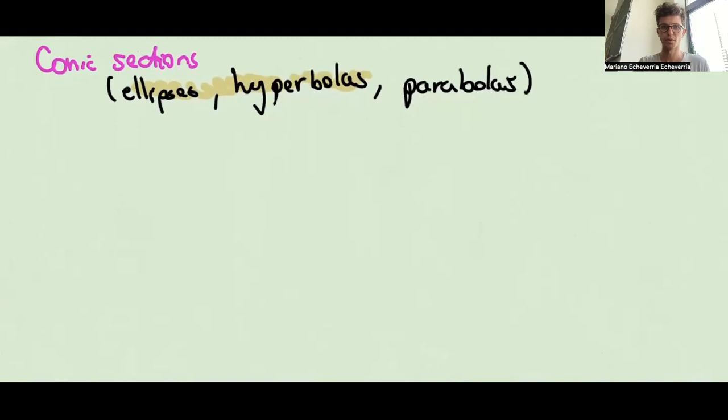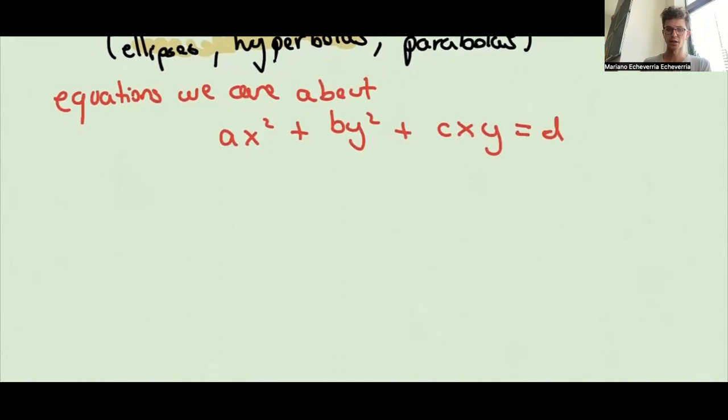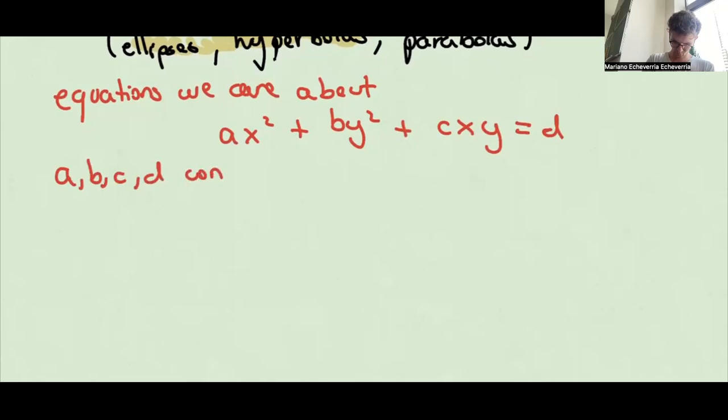So if you think about what a conic section is, I had not written this out too explicitly. So the sorts of equations that we're interested in right now are AX squared plus BY squared plus CXY equals D, where A, B, C, D are constants. So, the thing is, if you could ignore the third term in this equation, the one that has x and y multiplied together, then it wouldn't be too difficult to identify the equation.